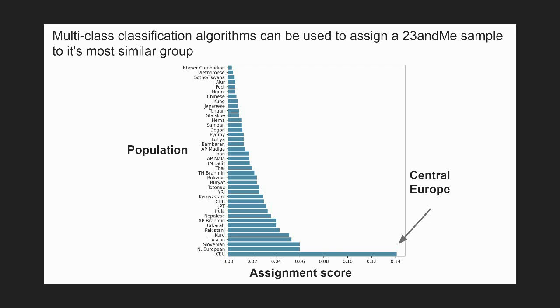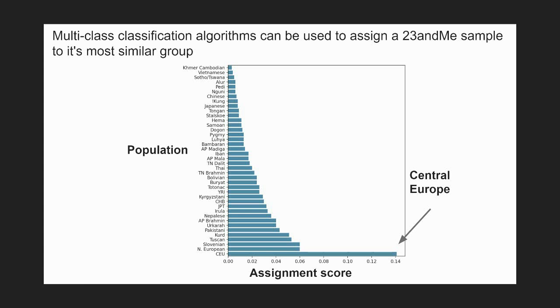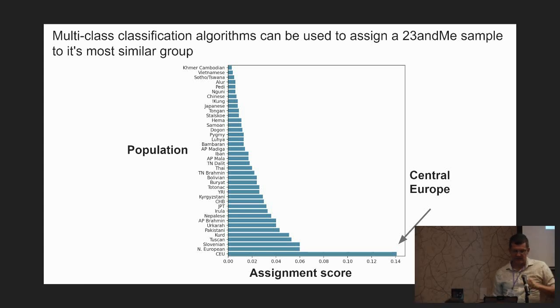And the big thing is this is entirely database dependent on the data set. You can only get possible answers for the labels that were in the original data set. This data set has Europe, Central Europe, Northern Europe, Slovenia, and Tuscany, and this person is ranked the highest as being in Central Europe. But that just means that's the most similar. The algorithm has to provide an answer, and that's the best answer, even if the person is from someplace else.